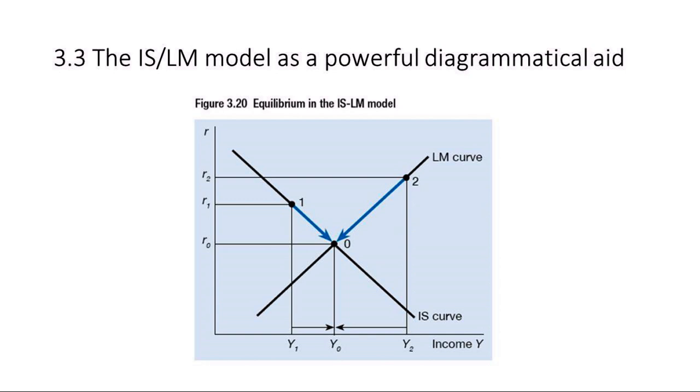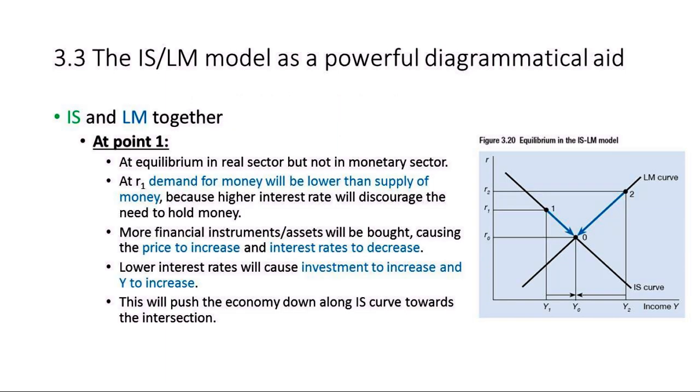Now, we've already talked through the derivation of the IS curve and the LM curve, and now we can discuss changes in the economy and how that would be modeled using this. If we use them together, we can say, for example, start at point number 1. You'll see it's over there with an interest rate R1 and a level of income Y1. At this point, you do have equilibrium in the real sector because point 1 is along the IS curve. But it's not an equilibrium in the monetary sector because point 1 is not on the LM curve as well.